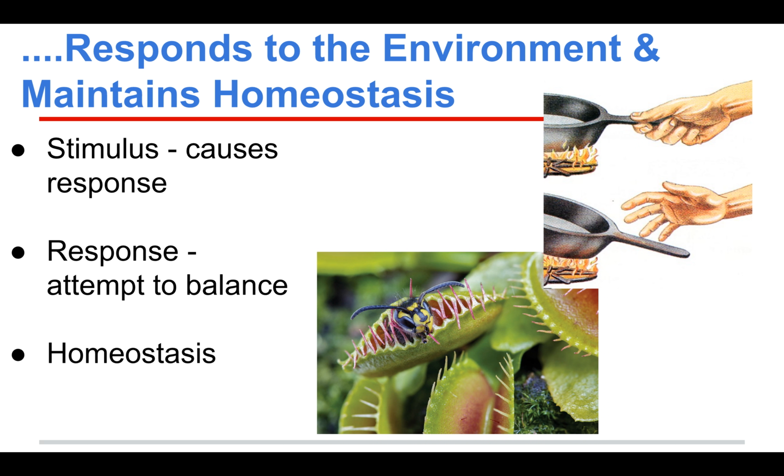for that plant. And this is one of those carnivorous plants that's a special plant, but it's also responding to its environment. So the stimulus in that case was the bee walking across, and the response was to close the leaves. And it's doing this in an attempt to maintain homeostasis or maintain balance in the internal environment.